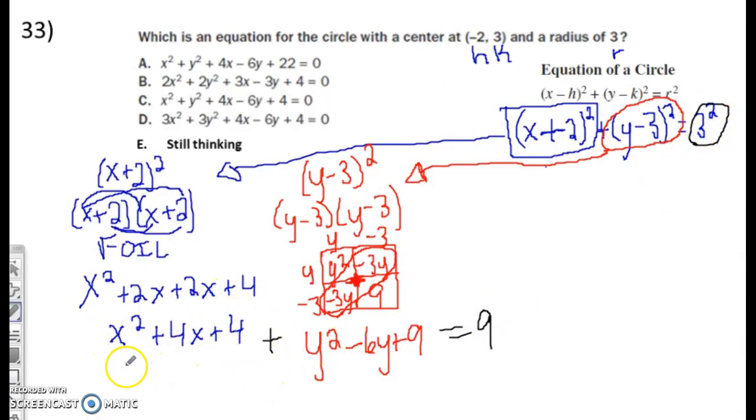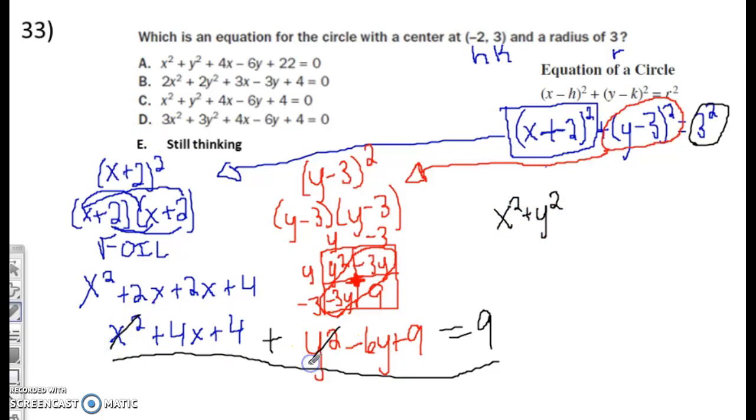So I know it's kind of messy, but now I've gotten it down to this point, and I just have to rearrange it so it matches one of my answers. So I'm going to put x squared first, then y squared, and I'm just going to cross them out as I go. Then I'm going to put my 4x minus 6y. And now I actually have some like terms, so I need to combine them. So 4 plus 9 is 13.